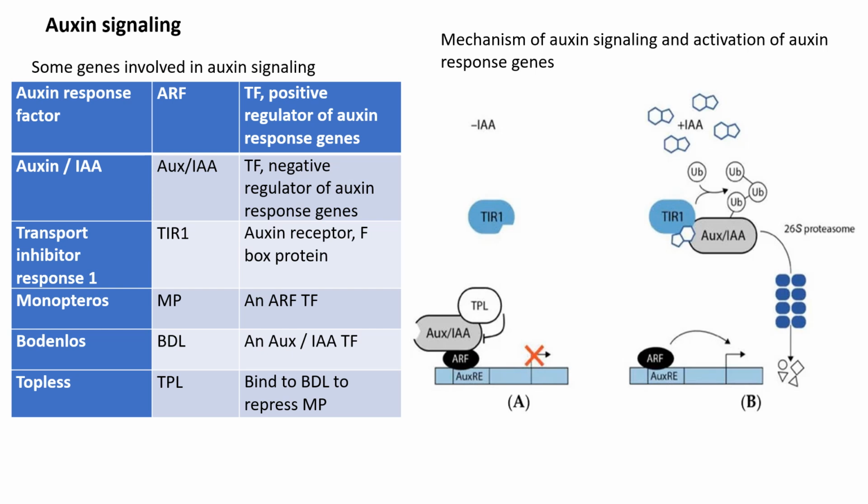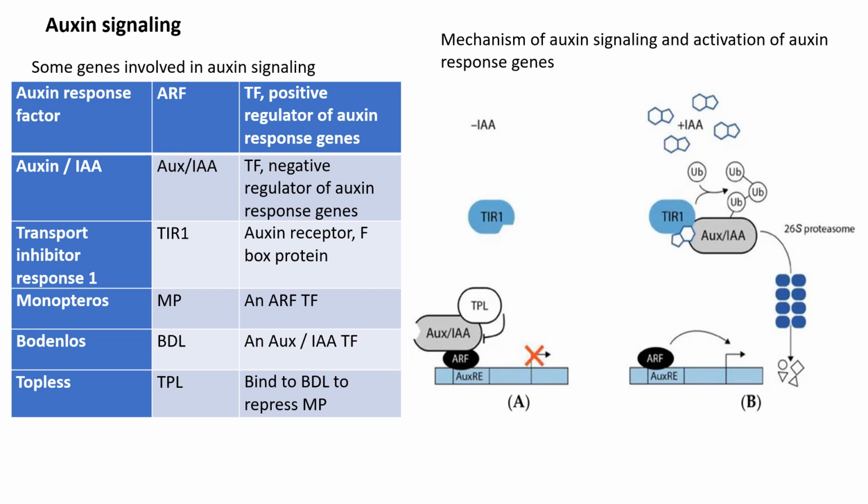You have an auxin receptor called the Transport Inhibitor Response 1 or TIR1. You have examples of the auxin response factors, which are Monopteros, and an example of the Aux/IAA repressors, which is Bodenlos. And there is another signaling gene called Topless or TPL, which binds to the Bodenlos factor to repress MP. We shall see more details about how this auxin signaling takes place. And this is shown to the right.